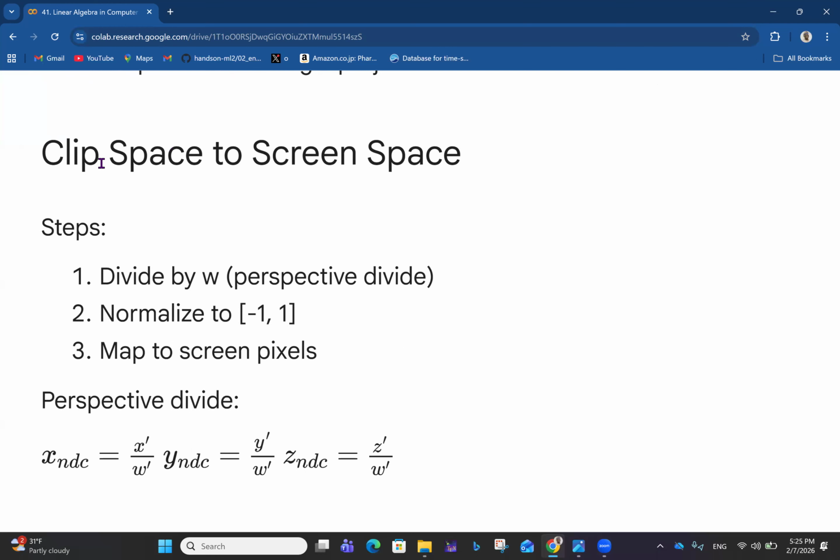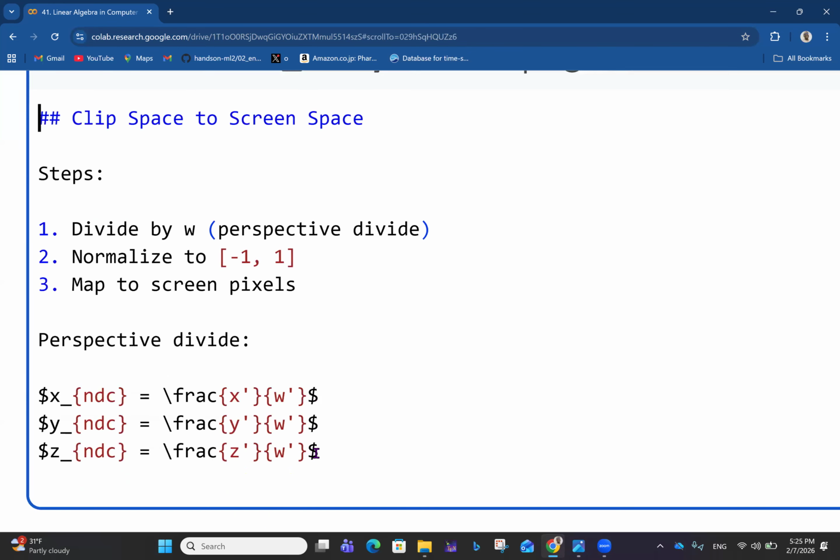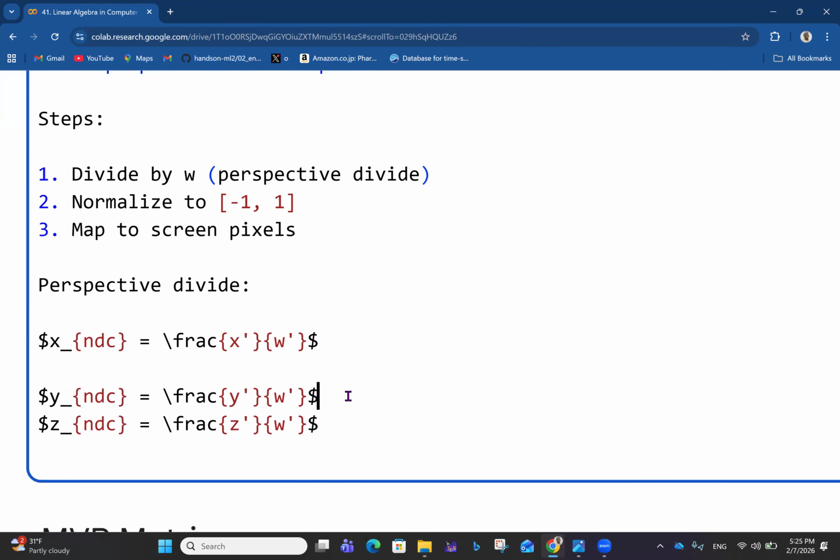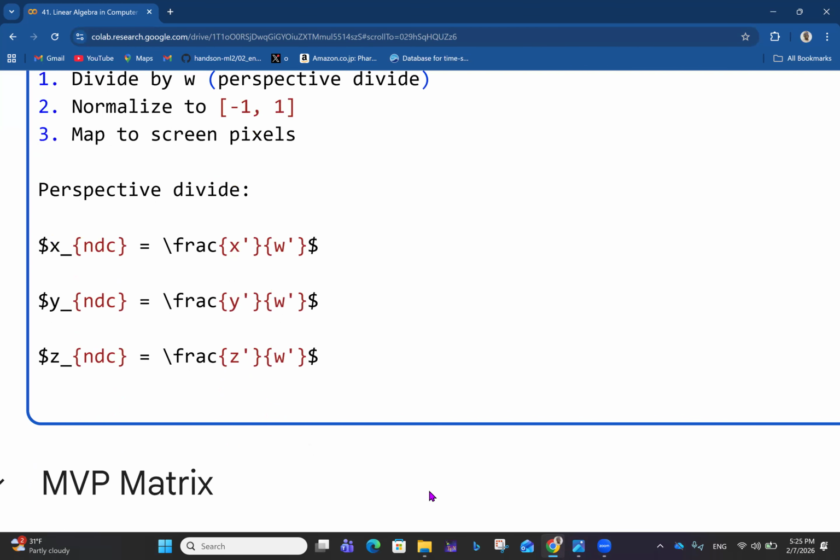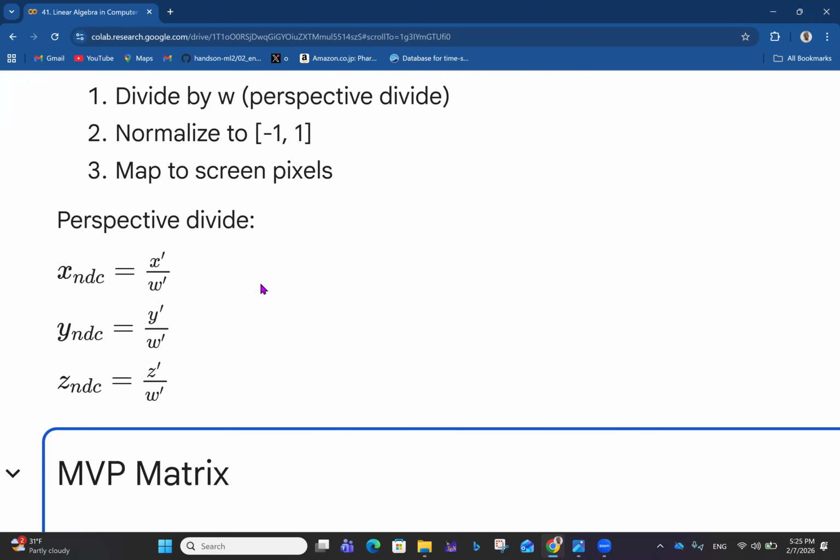Then you move from clip space to screen space. The steps here: you divide by W, that is the perspective divide, then you normalize to -1, 1, and then you map to screen pixels. The perspective divide becomes something like X sub NDC equals X prime over W prime. I think these should actually be separate, so let me separate them properly. So these are the perspective divides now: X sub NDC equals X prime over W prime, Y sub NDC is Y prime over W prime, Z sub NDC is Z prime over W prime.